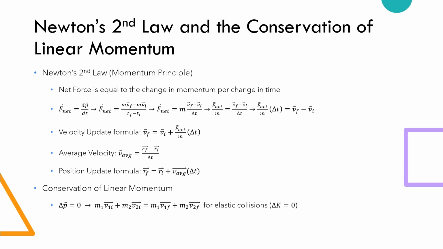But first, what are some fundamentals we need to understand? The first of those is Newton's second law, which explains that net force is equal to the change in momentum per change in time. This helps us get the velocity update formula, the average velocity formula, and the position update formula. The second thing we need to understand is the conservation of linear momentum, which states that the change in momentum is zero, and that mass 1 times v1 plus mass 2 times v2 is equal to mass 1 v1 plus mass 2 v2. And for elastic collisions, this means that the change in kinetic energy is zero.